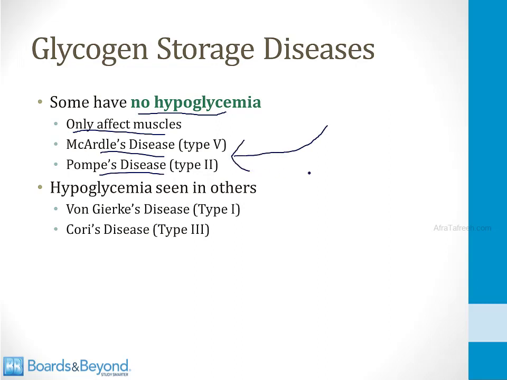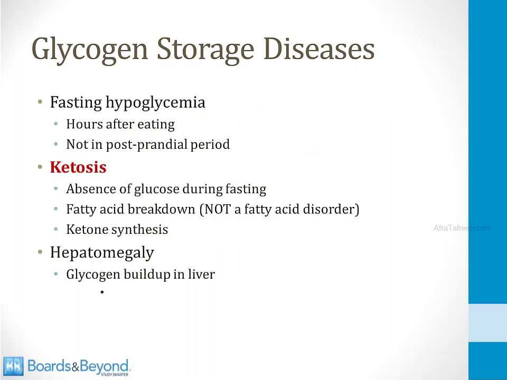There is, however, hypoglycemia that can occur in other glycogen storage diseases, especially in von Gierke's disease and Cori's disease. So let's talk about how to recognize these two glycogen storage diseases now. Babies who have a glycogen storage disease develop fasting hypoglycemia, and the key word is fasting. They can't break down glycogen to maintain their blood sugar levels in the fasting period. So the hypoglycemia is going to present hours after eating, not immediately after eating. In other words, it won't present in the postprandial period.